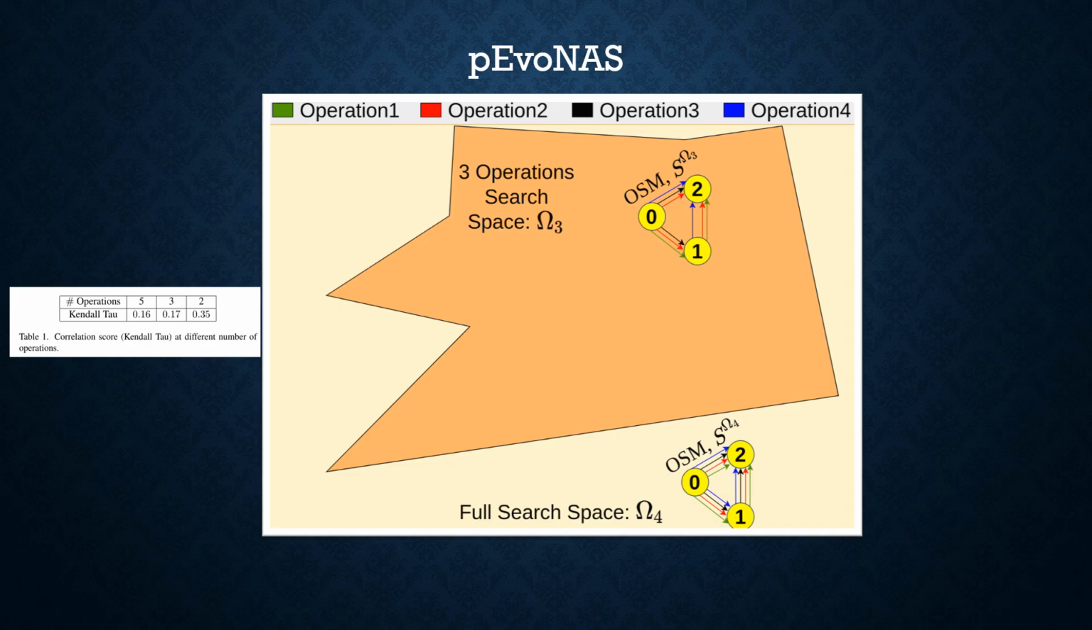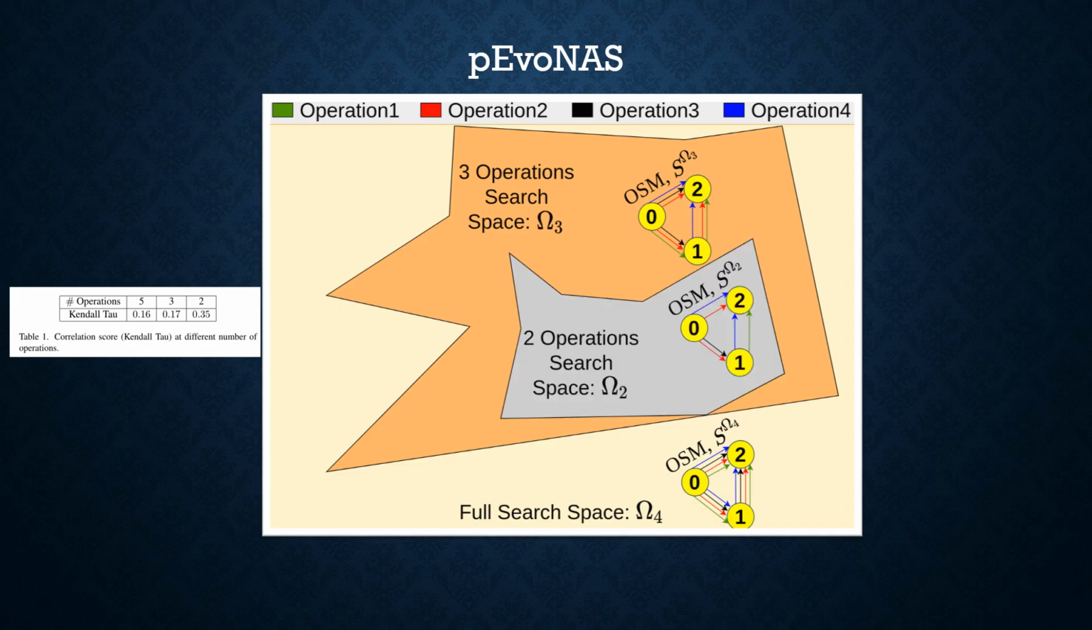So now we create another smaller supernet and use it again to reduce the search space further to 2 operations. Now in the smaller search space of 2 operations, we use the smallest supernet to find the best architecture in that search space, and we output the best architecture in the smallest search space as the output of the algorithm. So this is basically the whole process of pEvoNAS.